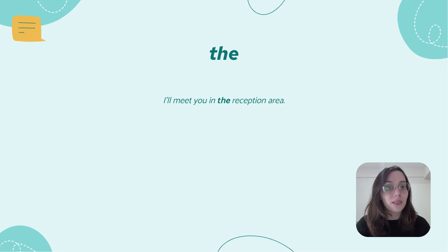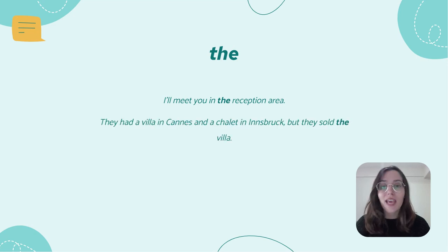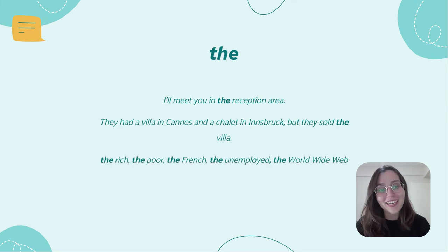Let's take a look at some examples. I'll meet you in the reception area. They had a villa in Cannes and a chalet in Innsbruck. They sold the villa. The rich, the poor, the French, the unemployed, the World Wide Web, where you and I are right now.